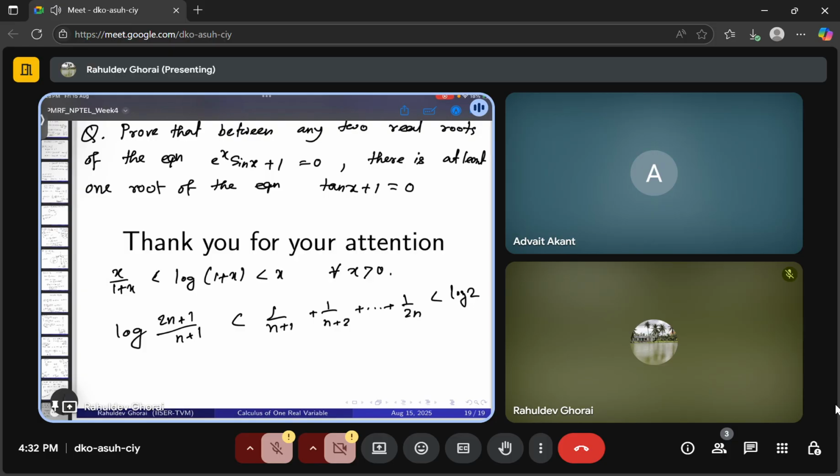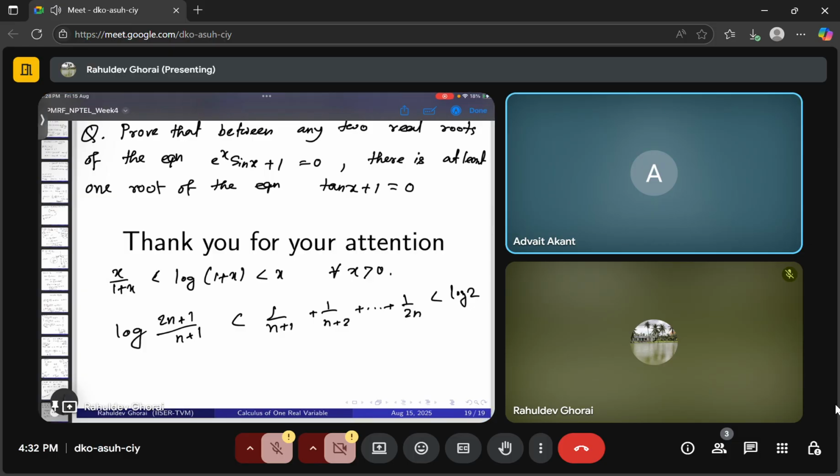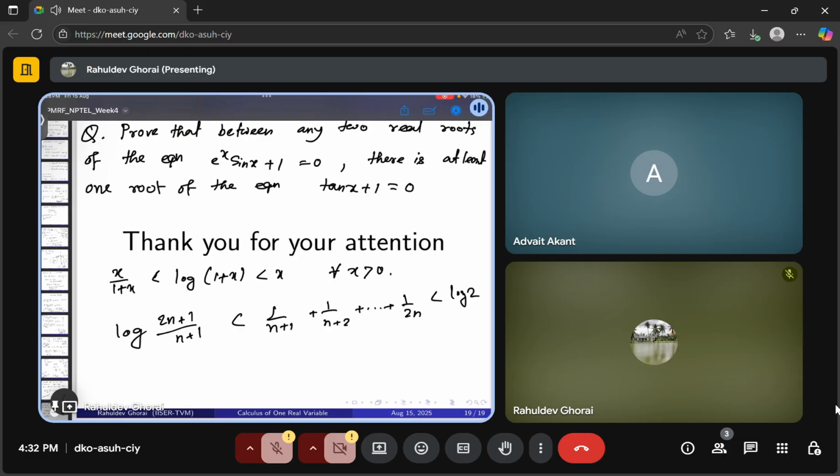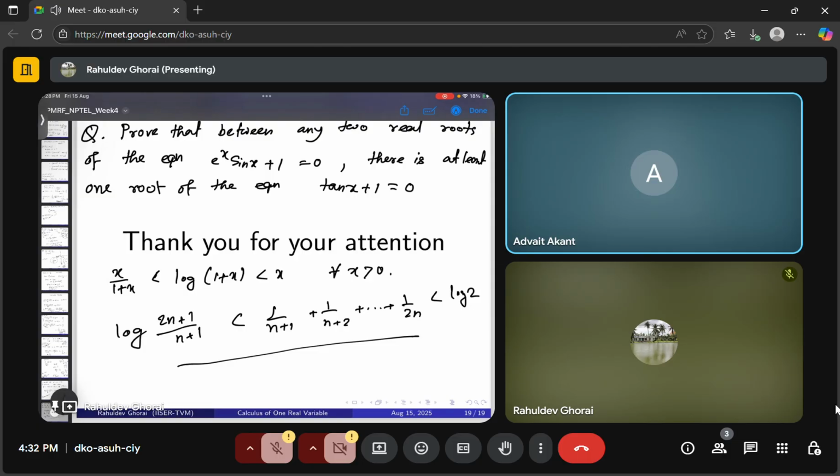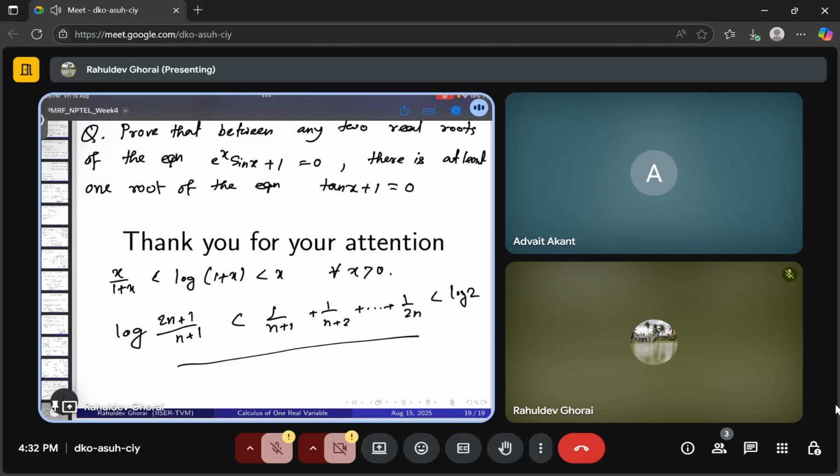See, one thing I was thinking is like you have this x, right? Instead of x, you put 1 by n plus 1, and 1 by n plus 2, 1 by n plus 3, and then you add them up. You will get this quantity, hopefully, right? Maybe. Not maybe, just try that part.